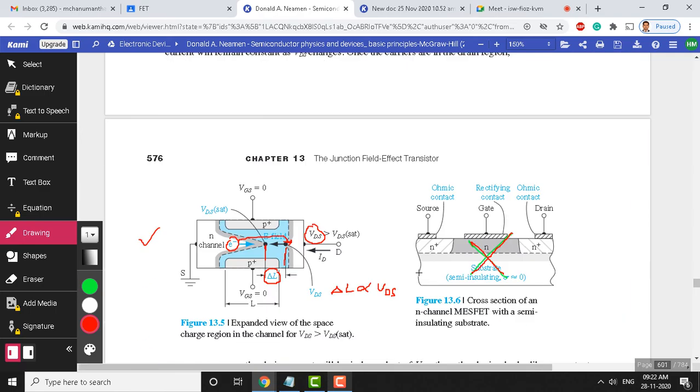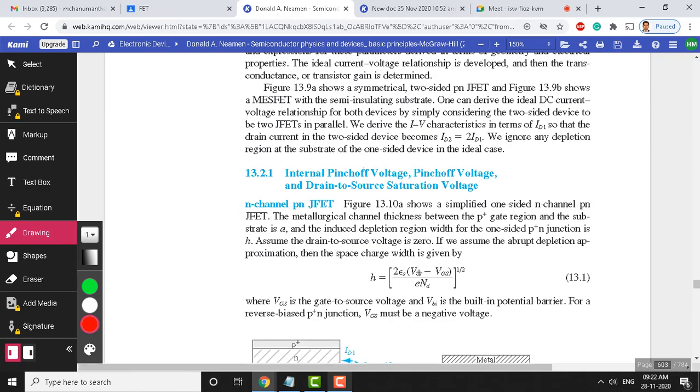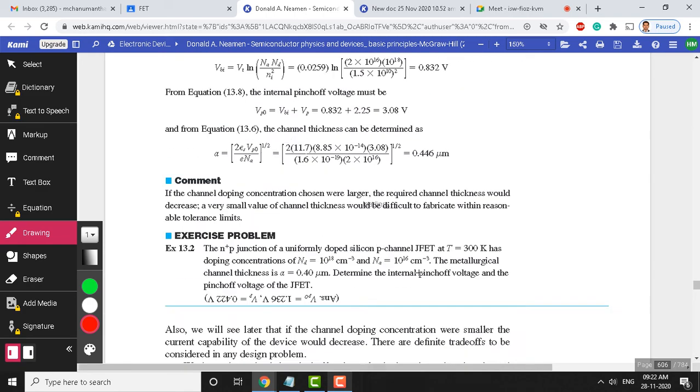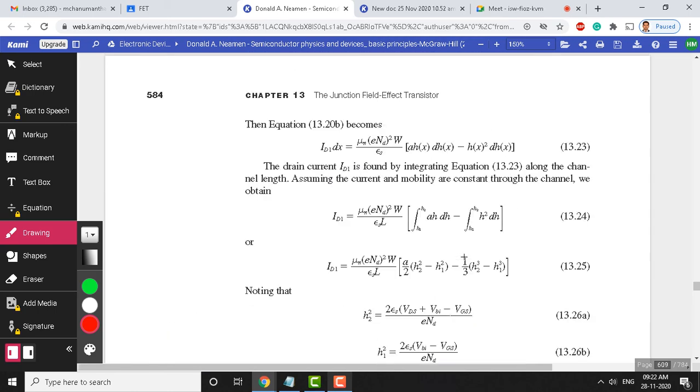Okay, with that I will stop at this point. In the next class I would like to continue with the equivalent circuit, which I will show you in the next class, what I will be discussing.